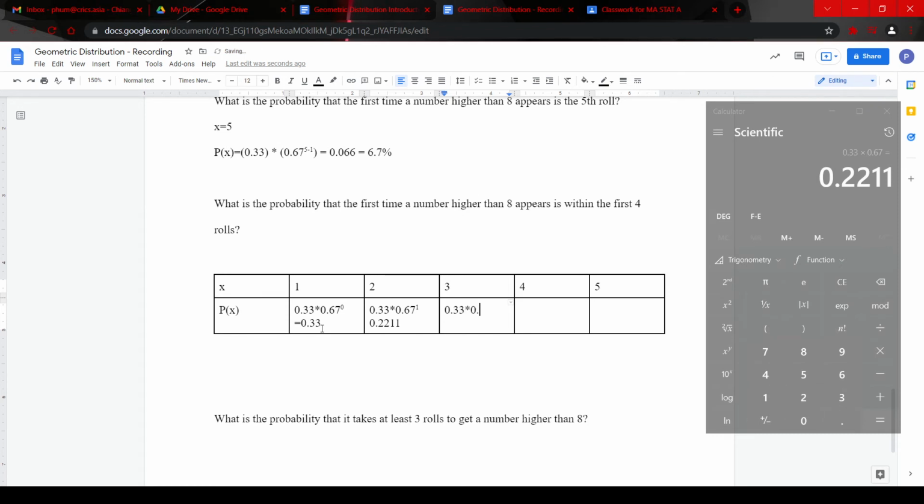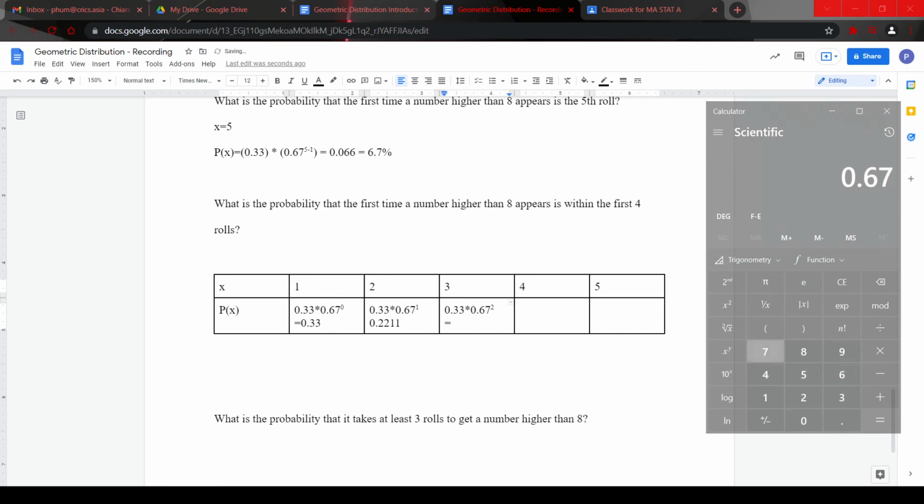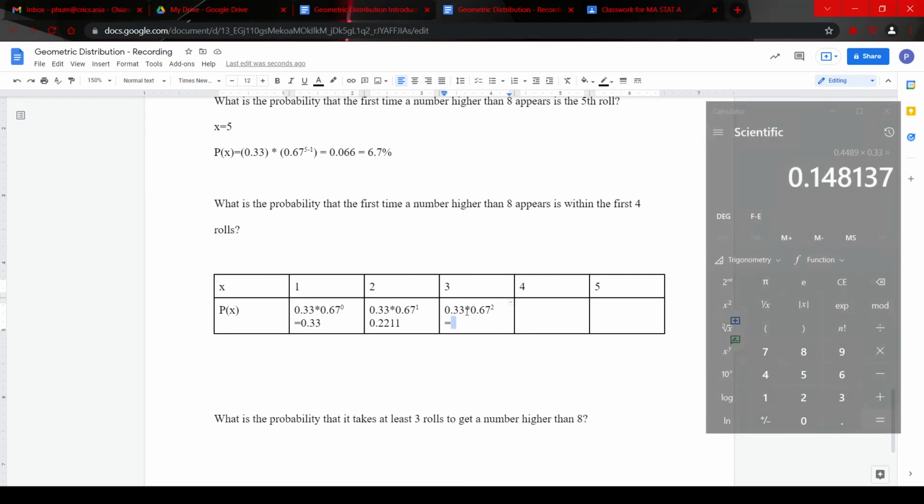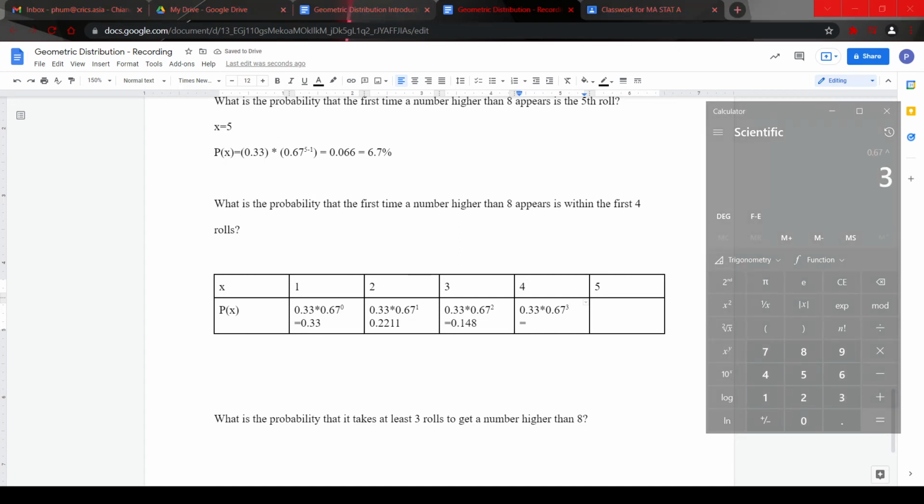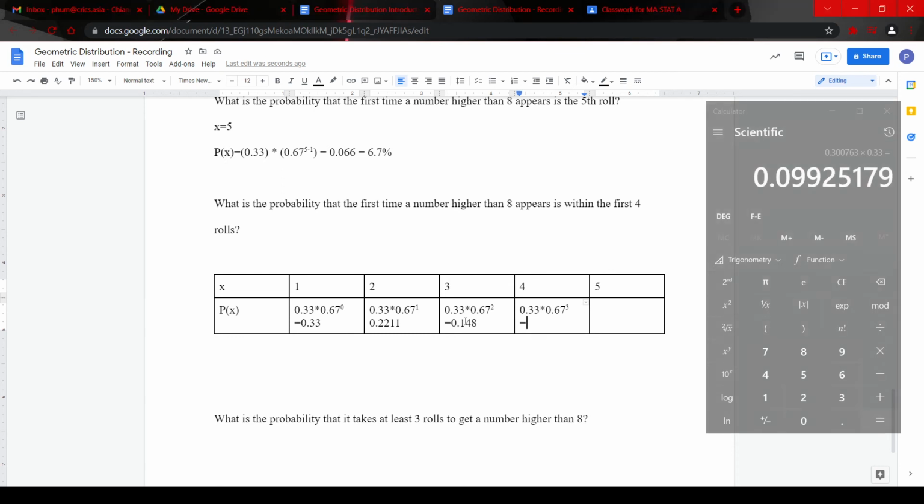Next equation, 0.67 to the power of 3 minus 1, which is 2, which gives me 0.67 to the power of 2 times 0.33, 0.148 approximately. Next up, for 4, 0.33 times 0.67 to the power of 3, because 3 is 4 minus 1. So 0.67 to the power of 3 times 0.33, 0.099.